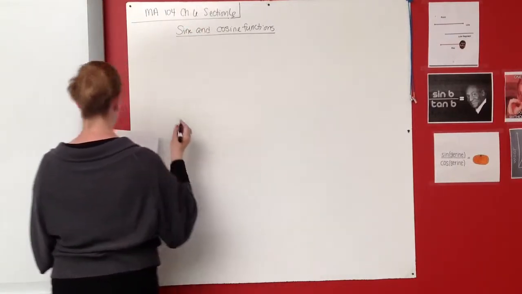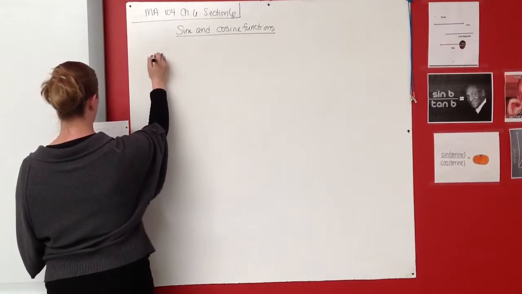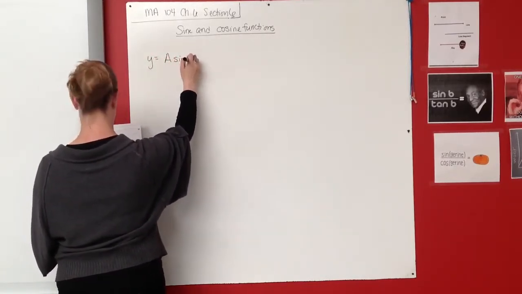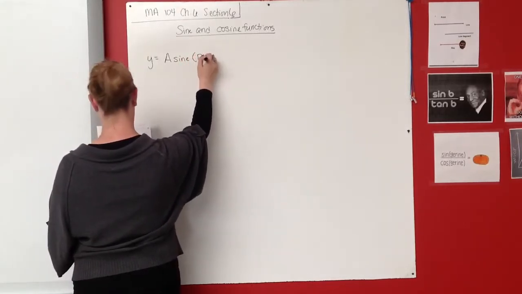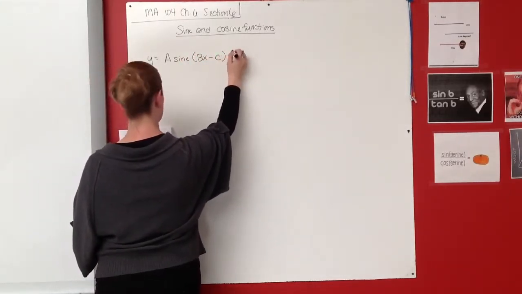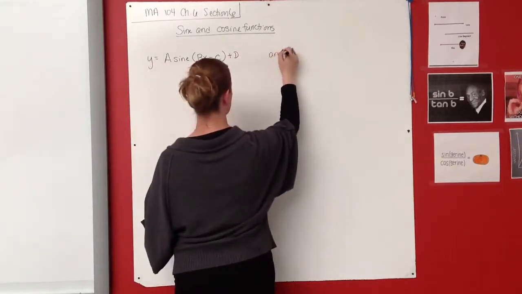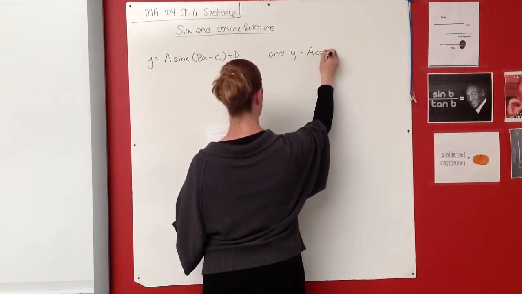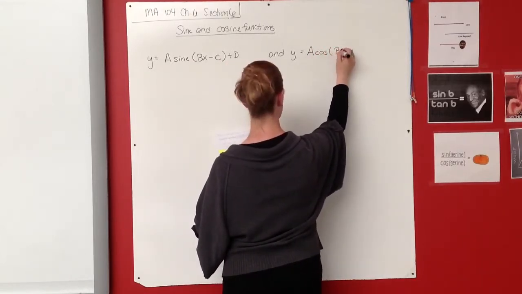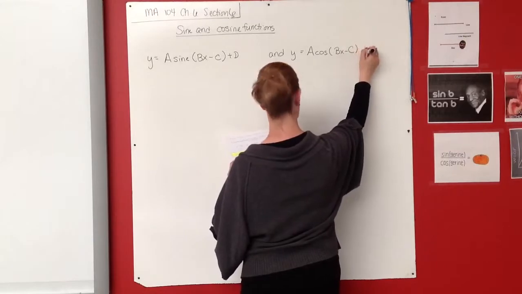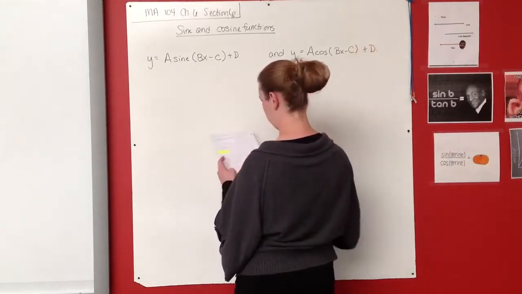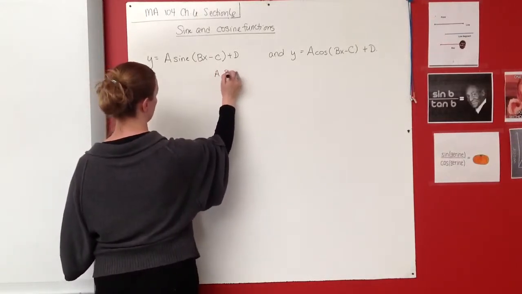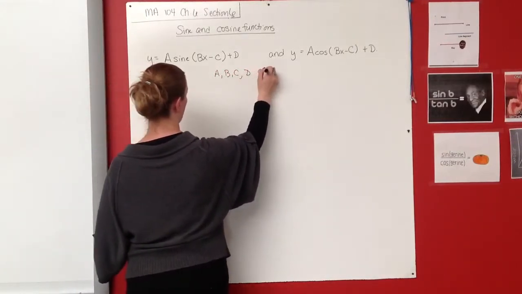All right, first of all, we're going to look at graphs in the form of y equals capital A sine (bx minus c) plus d, and y equals A cosine (bx minus c) plus d. These are the forms of the graphs that we are going to look at. And don't forget that a, b, c, and d are constants.